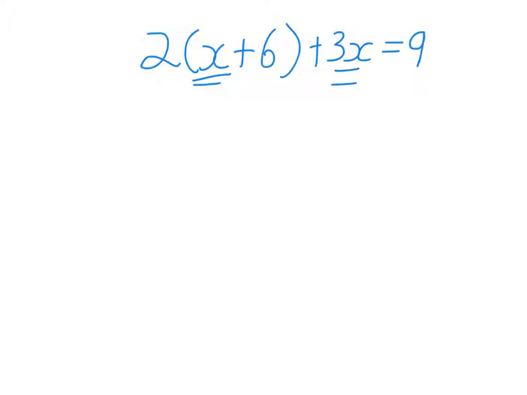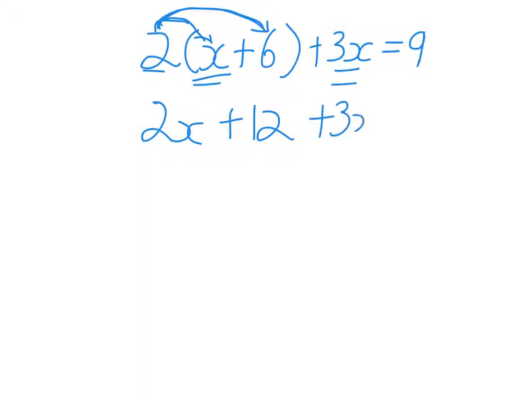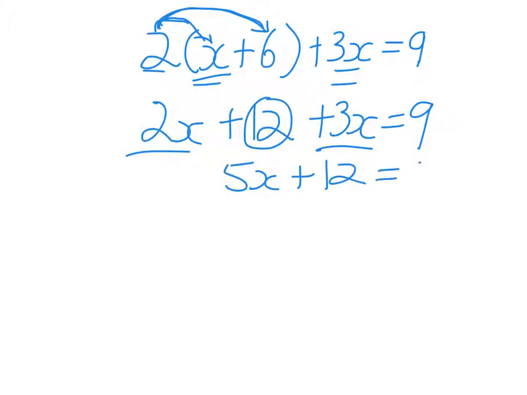Hopefully you remember the distributive law: you take the thing out of the brackets, you distribute it to everything inside the brackets by multiplication. So I go 2 times x, 2 times 6, and of course, 2 times 6 is positive 12, because they're both positive. And then I've still got my 3x there, which equals 9. Now I collect like terms. These two are like terms, 2x and 3x. I can't add 2x and 12 together because this term here doesn't have an x. It's not a like term, so I leave it alone. So 2x plus 3x gives me 5x plus 12 equals 9.